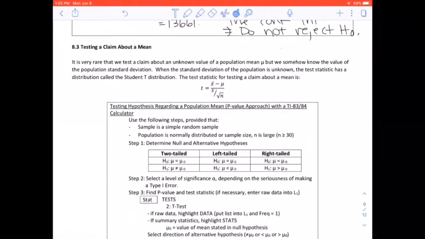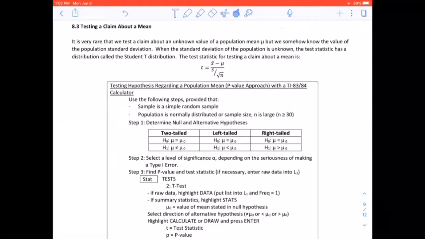The next section is 8.3, which is testing a claim about a mean. It is very rare that we test a claim about an unknown value of a population mean mu, but we somehow know the value of the population standard deviation. When the standard deviation of the population is unknown, the test statistic has a distribution called the student t-distribution. The test statistic for testing a claim about a mean is x bar minus mu divided by s divided by the square root of n.